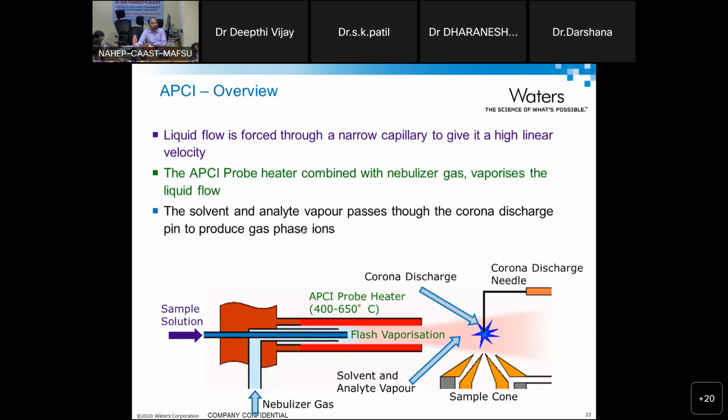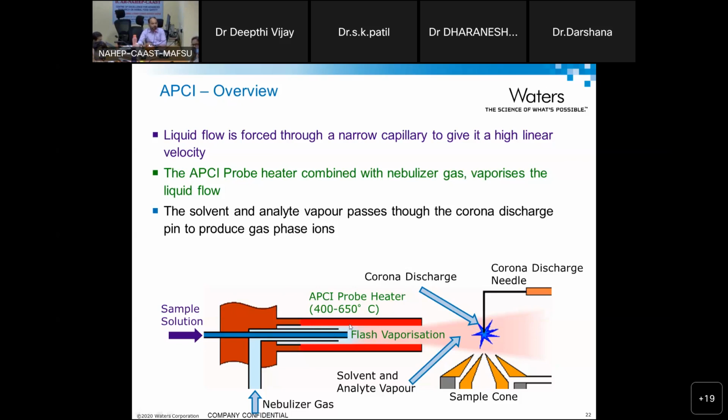Now the solvent and the analyte vapors pass through the corona discharge pin. Okay, so this is the corona discharge pin, as you can see here, and a high voltage has been applied at the tip of this corona discharge pin or corona needle, which basically helps in ionization of the vapors or gaseous phase vapors which are coming from the APCI probe. Okay, so that is the main difference between electrospray ionization and atmospheric pressure chemical ionization.